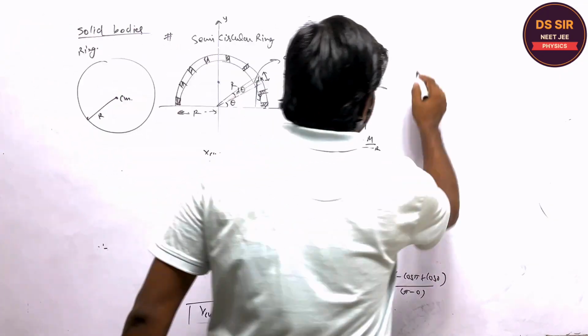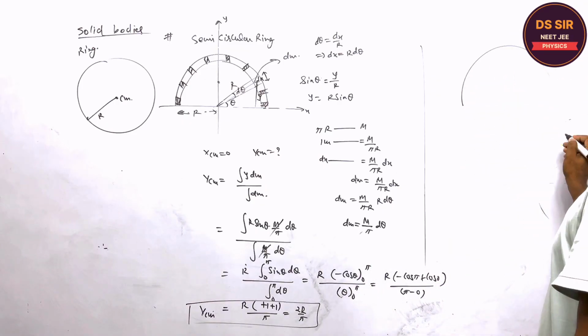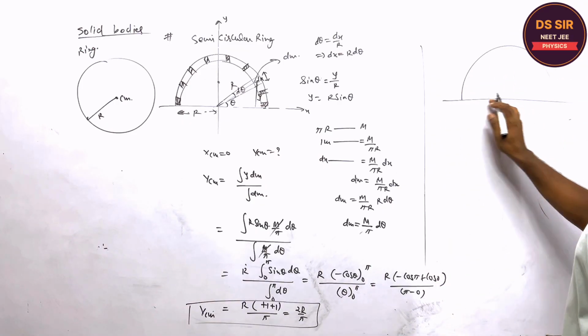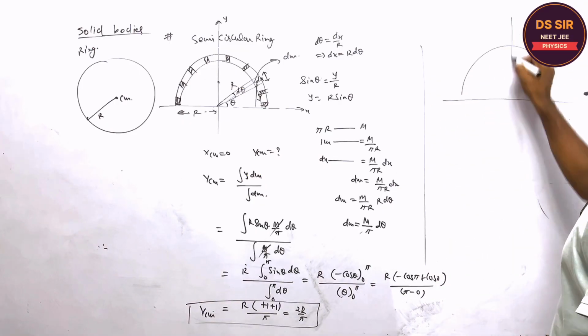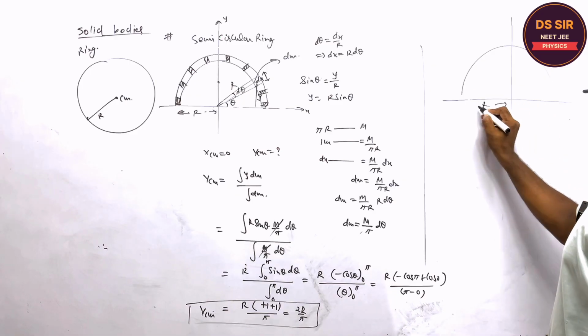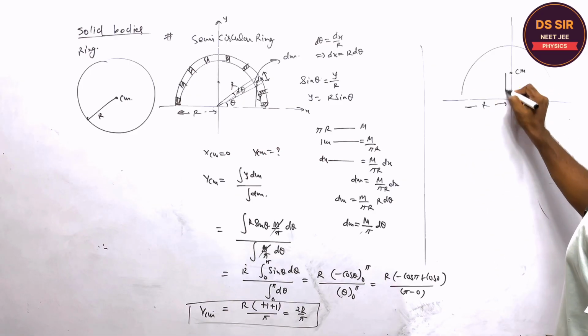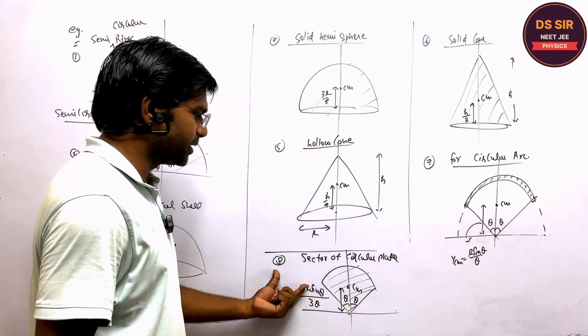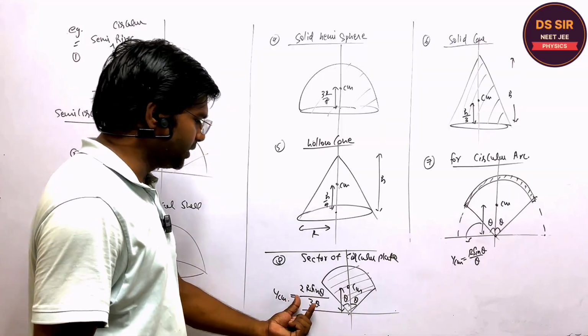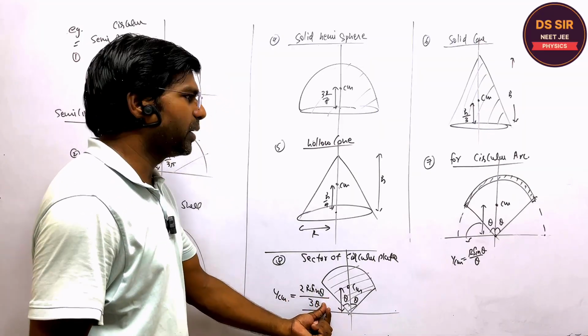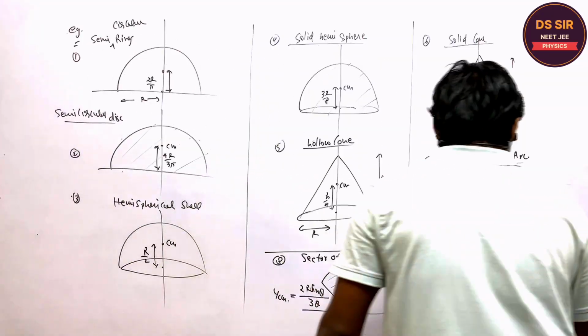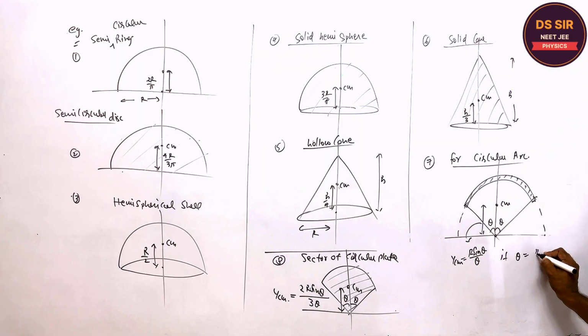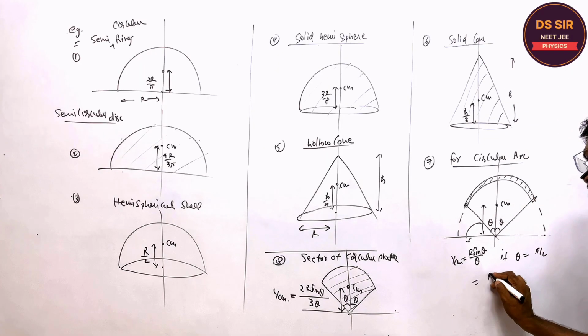What does it mean? It means if you consider the ring with radius r, the center of mass will be at a distance 2r upon pi. So this is for the circular arc, and the circular disc is different. For the complete circular ring, if you put theta equal to pi by 2, if theta is equal to what? Say pi by 2. So it becomes a circular ring. So r sin pi by 2 upon pi by 2.